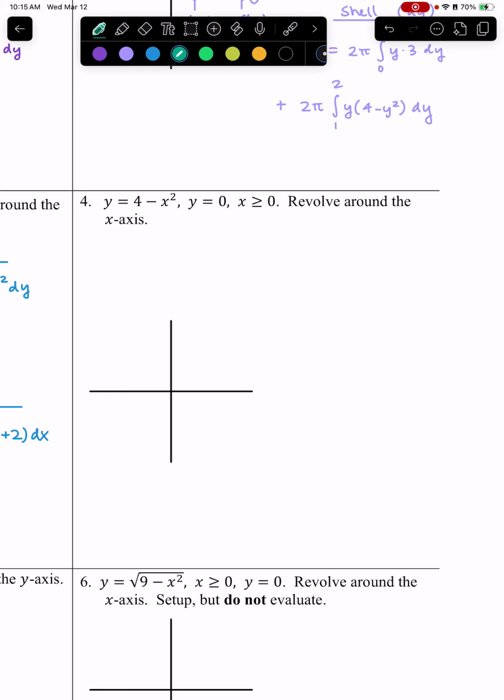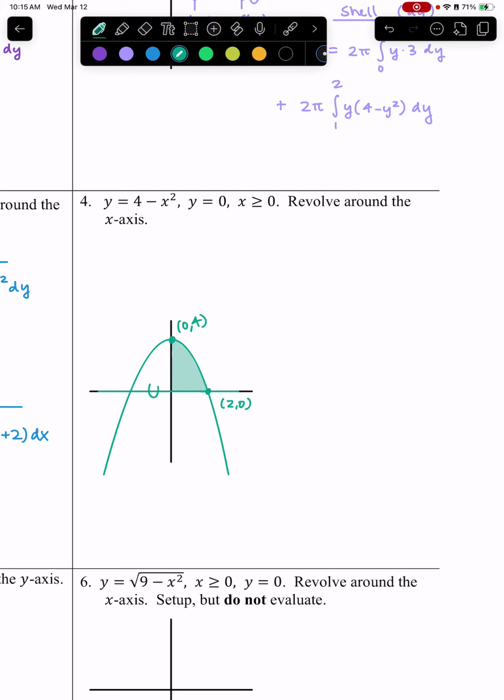So that's a downward facing parabola shifted up 4. It's going to look something like this. Center that. And then we've got y equals 0. And then we've got x is greater than or equal to 0, which is telling us to use only the part of our region in the first quadrant. So this point right here is our y-intercept, 0, 4. Our x-intercept is going to be 2, 0.